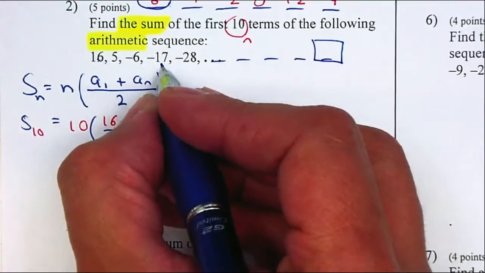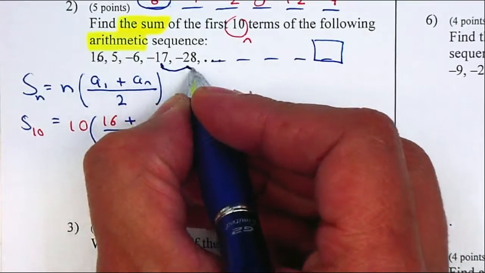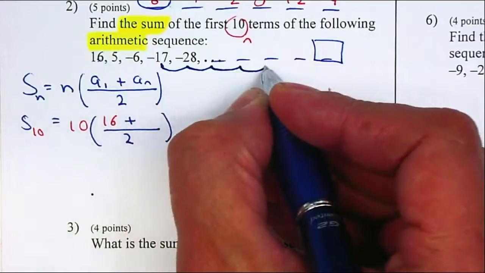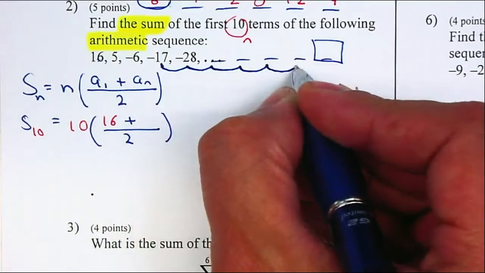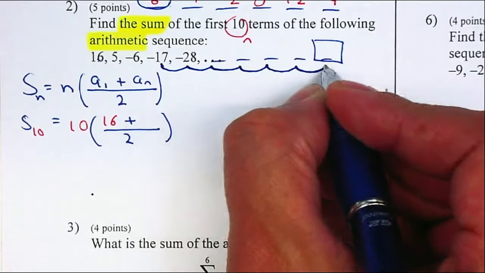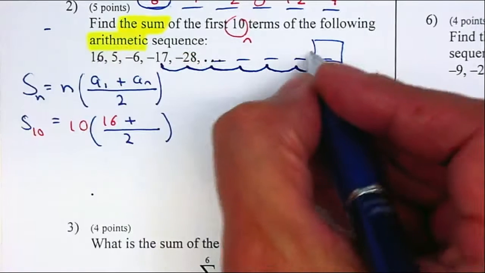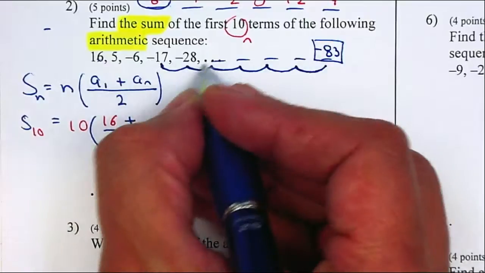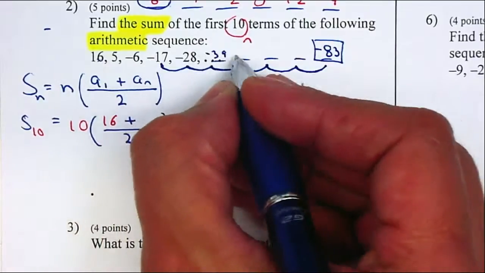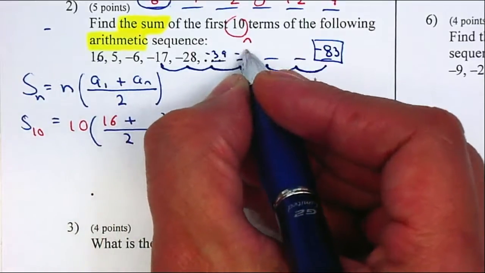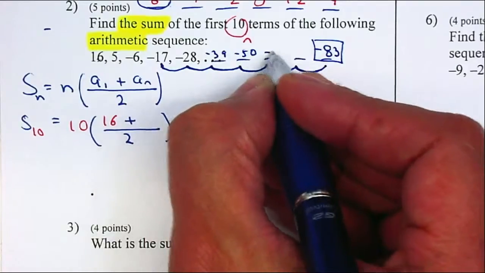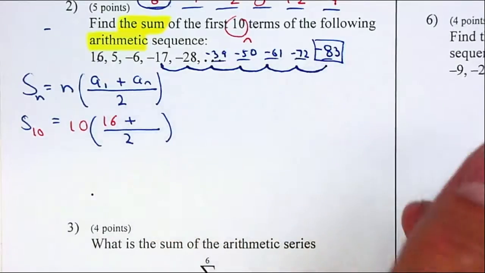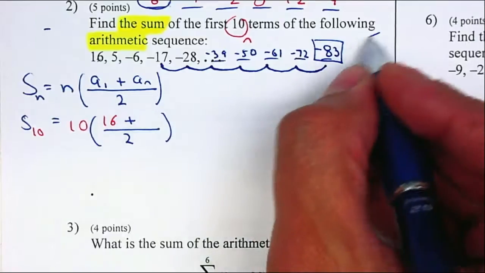Now, to find the last number, yes, you can continue decreasing. It's decreasing by negative 11, and you can go minus 11, negative 39, minus 11, negative 50, minus 11, negative 61, minus 11, negative 72, minus 11 should be negative 83. So you can continue. That's one way of doing it.